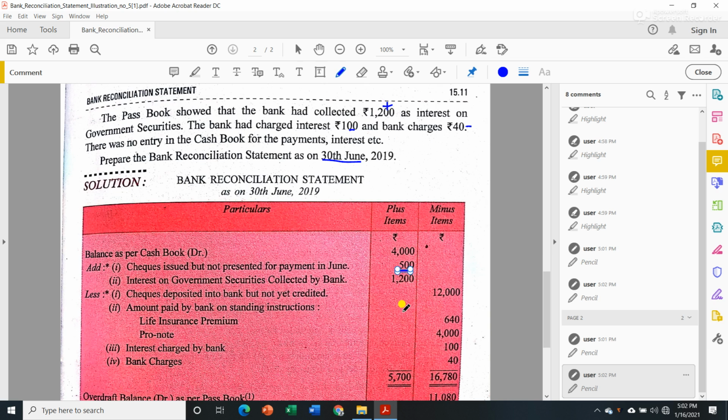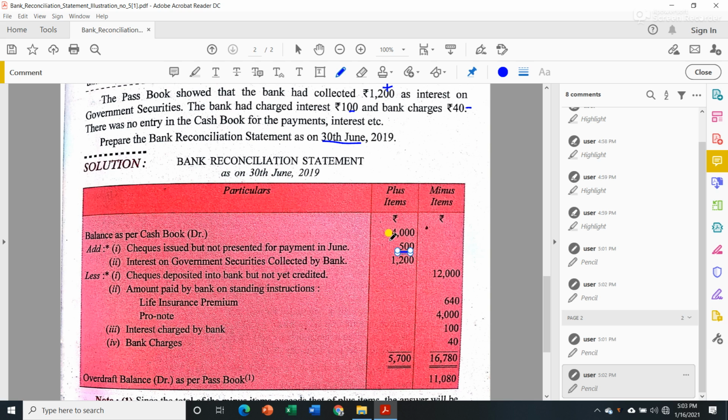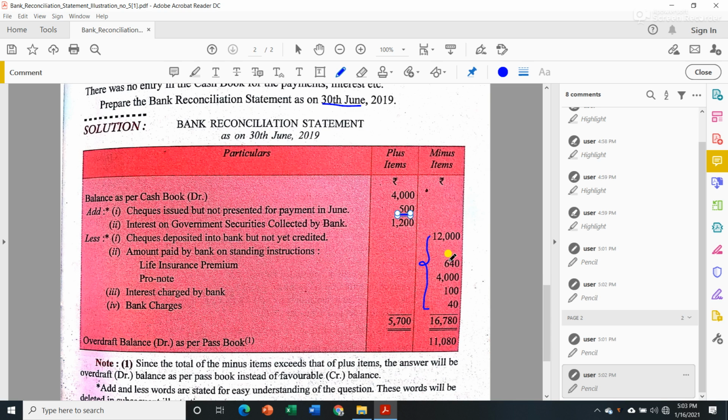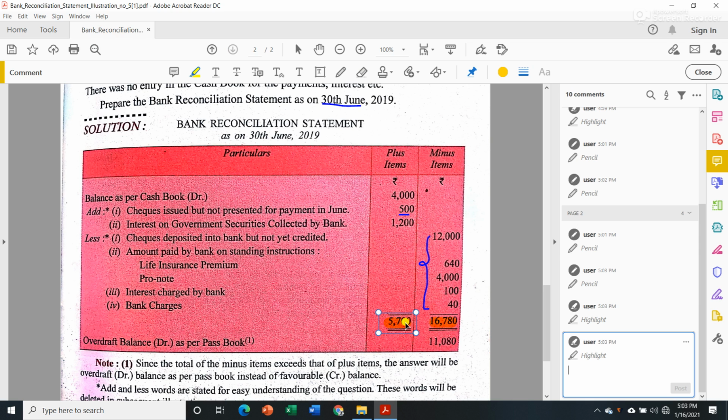Now let us see. We have 3 items on the plus side, that is the debit balance, then checks, and then interest. Then we have 4 items on the minus side. In this question you can see that our minus column is more than our debit plus items. So in that case we will write the opposite of the book: we took the cash book at the start, so we will write the passbook at the end.